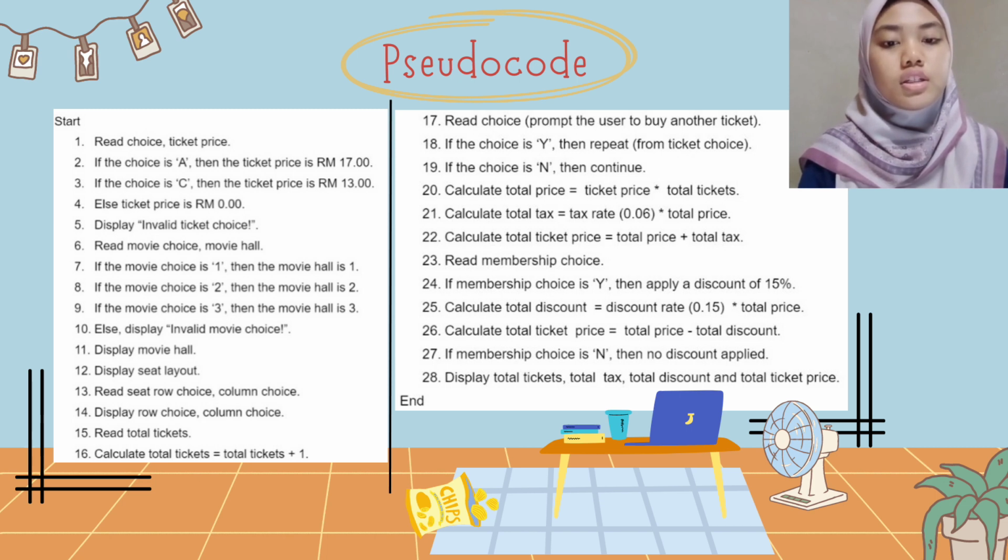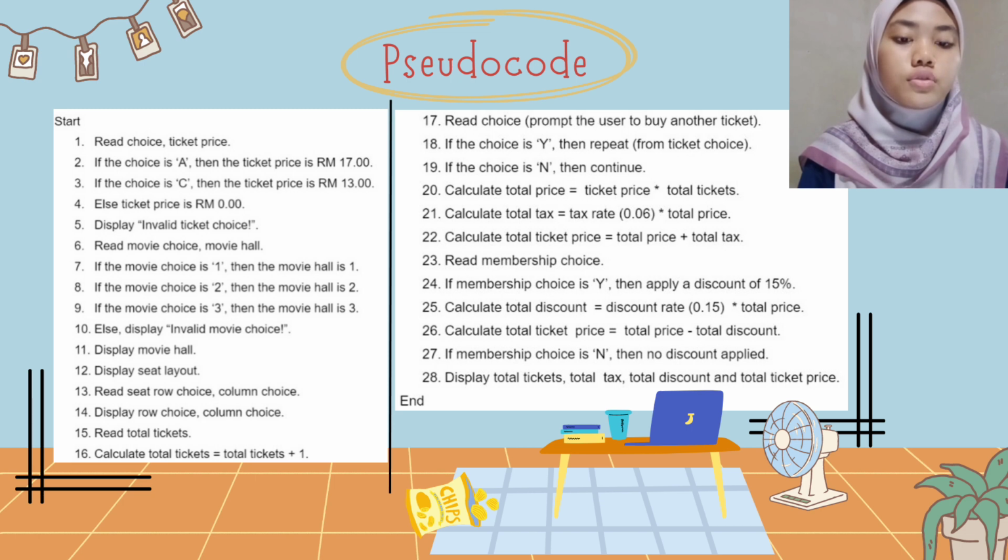It displays the selected movie hall and its seat layout to the user. The user then chooses a seat by providing the row and the column numbers, and the program records the seat selection. Next, the total number of tickets is read and updated. The program then prompts the user if they want to buy another ticket by entering Y or N.